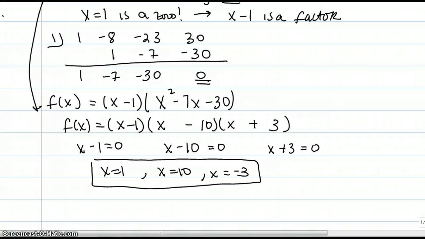So if you're still a little lost, please rewind, rewatch. And if you need to, rewatch the calculator portion so you know exactly how to find the 0 when you get to class tomorrow. See you then.